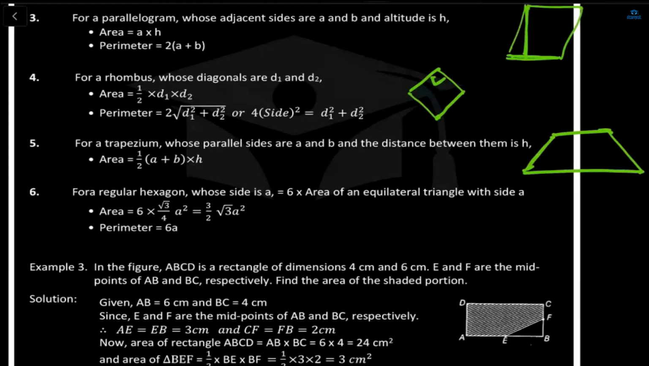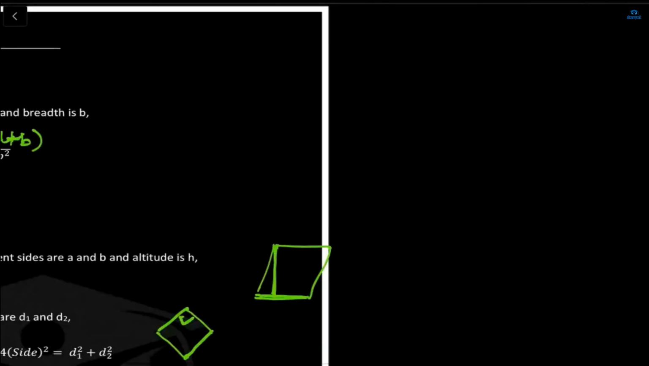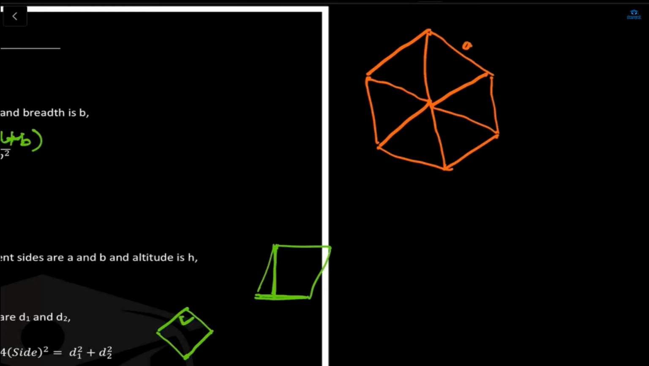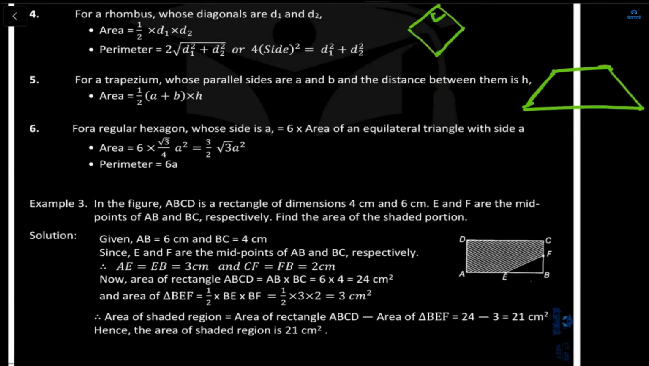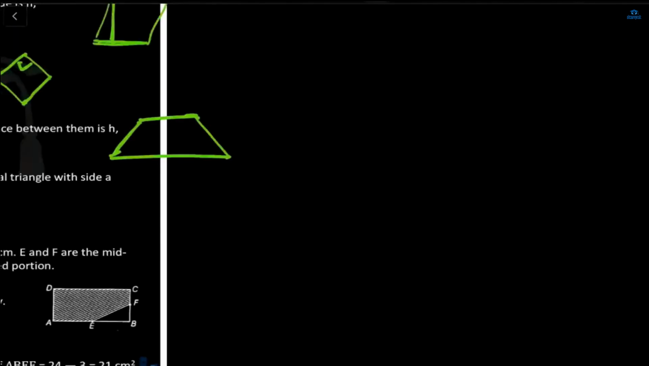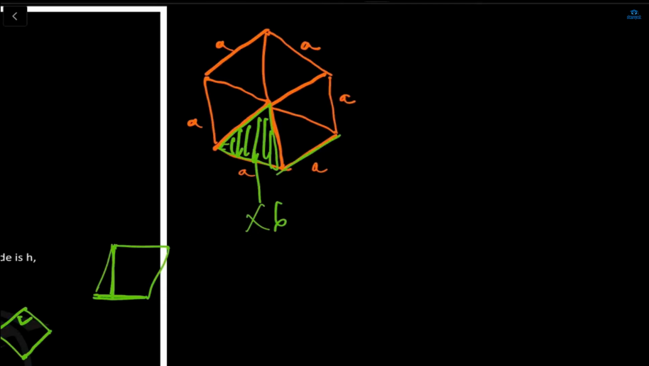For a regular hexagon whose side is A, the area is 6 into square root of 3 by 4 A square. It's about the hexagon, na? 6-sided, so you can take one of the triangles. Wait, I'll draw a little bigger diagram so it will be clear. So you have a hexagon. This all will be A. You can just find out the area of this one triangle and multiply by 6. Understood? So that will give you the area of the hexagon. And the perimeter will be 6A because all the sides are A, so you just have to multiply 6 into A.